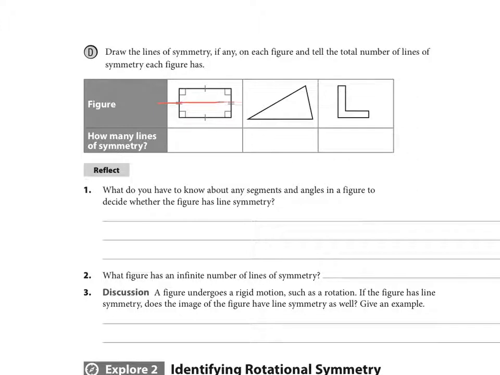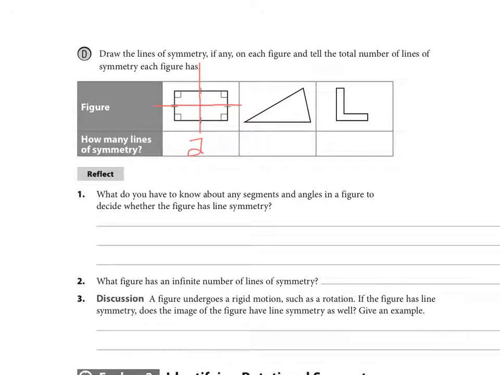This box has a line of symmetry here, and it also has one there. So that rectangle has two lines of symmetry. This is a scalene triangle. And a scalene triangle is a triangle that has no sides equal to each other. I'm going to try to write that a little better, and it didn't happen. Okay, so this has 0 lines of symmetry.